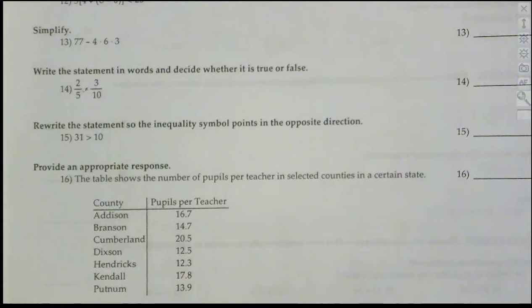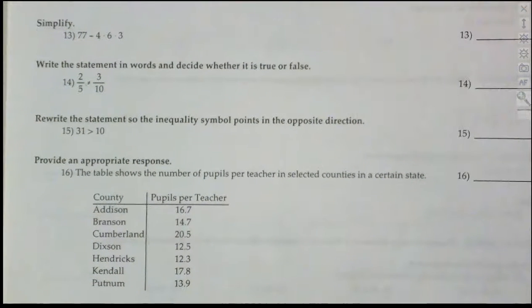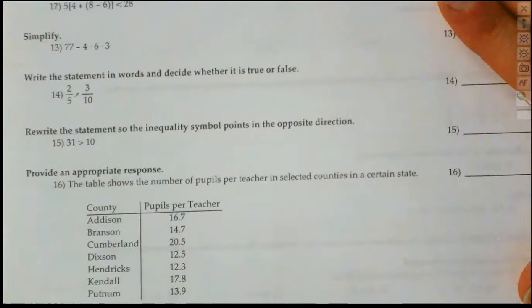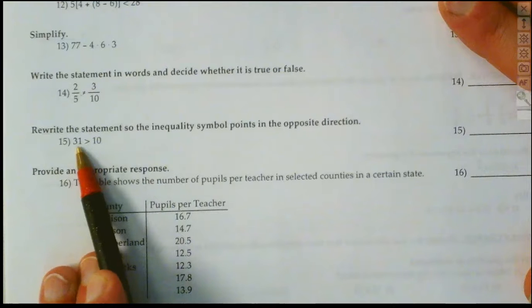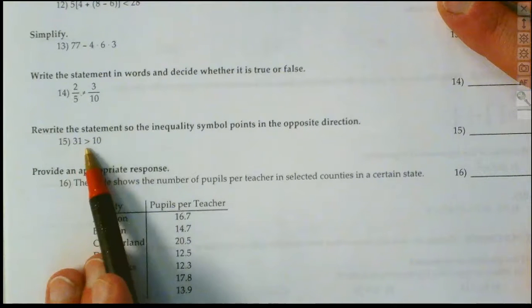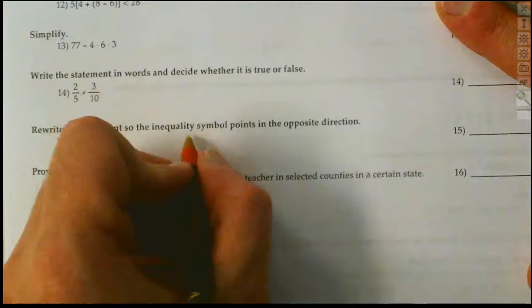And what about 15? Okay, I'll work out 15 for you here. Students sometimes get confused with the directions. All we want to do is rewrite it so the inequality symbol goes in the opposite direction. Right now, it's true because is 31 bigger than 10? Yes. Now, we want to write this in the opposite direction.